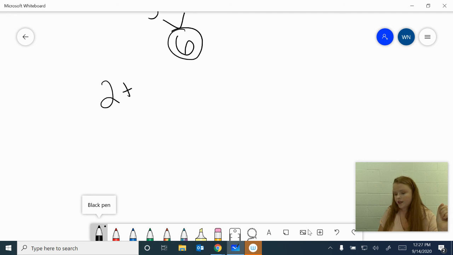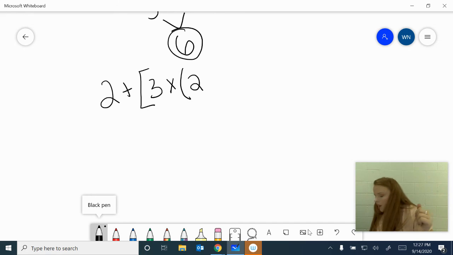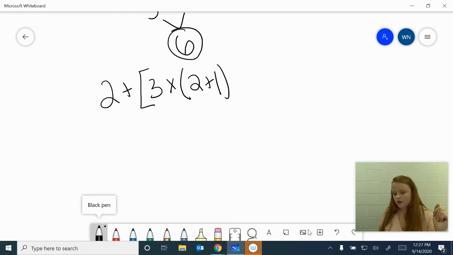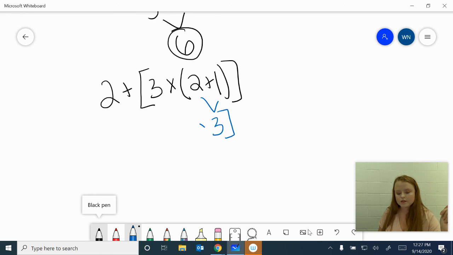2 plus, oh my goodness, we've got brackets. The only thing about a bracket is it's like a special parentheses. Nothing else important about it. 3 times 2 plus 1 in brackets. So we're still parentheses first. All we're going to do is our parentheses first. We're going to say 2 plus 1 is 3. Bring down your brackets.